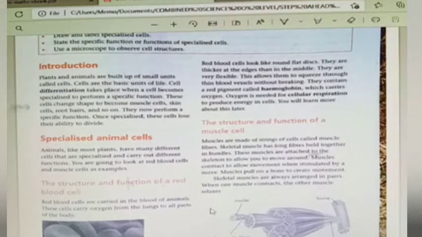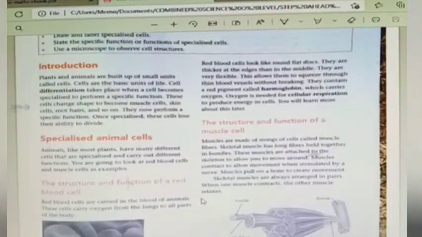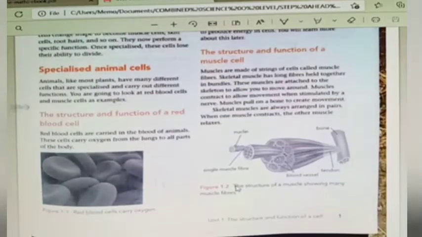Today we're going to be looking at the specialized cells, which is the first topic under the biology section of combined science. Okay, so we have got two animal specialized cells and two plant specialized cells that we are going to look at today.